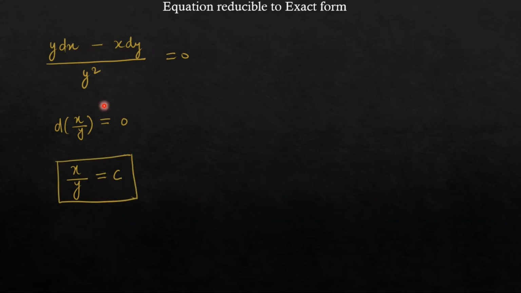That means you will have to multiply it or divide it by a certain term in order to make it exact. But I can say I have multiplied it by 1 by x square or 1 by y square. So this term will be known as integrating factor. That is, by multiplying the equation with an integrating factor, I can convert a differential equation into an exact differential equation. As you can see, we have multiple options which we can multiply.